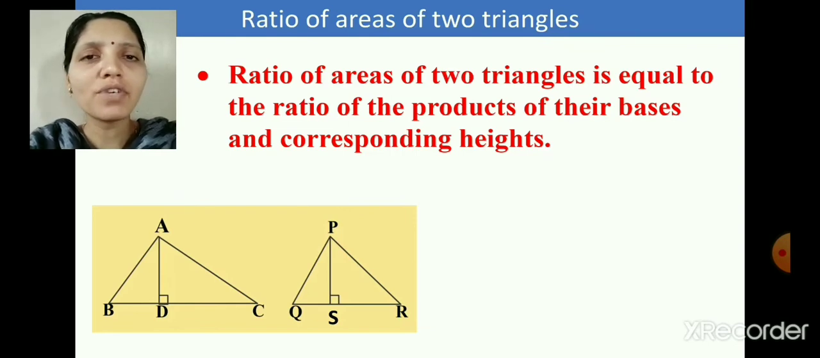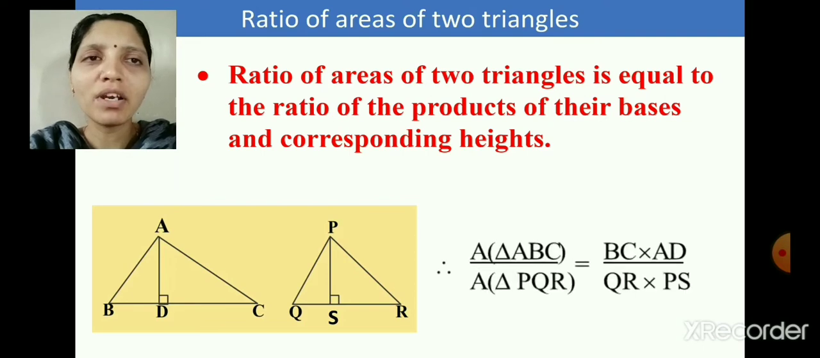So if triangle ABC and triangle PQR, these two triangles you have, and BC is the base of triangle ABC and AD is the height, and if in triangle PQR, QR is the base and PS is the height, then what will be the ratio of areas of these two triangles? That is equal to BC into AD upon QR into PS.